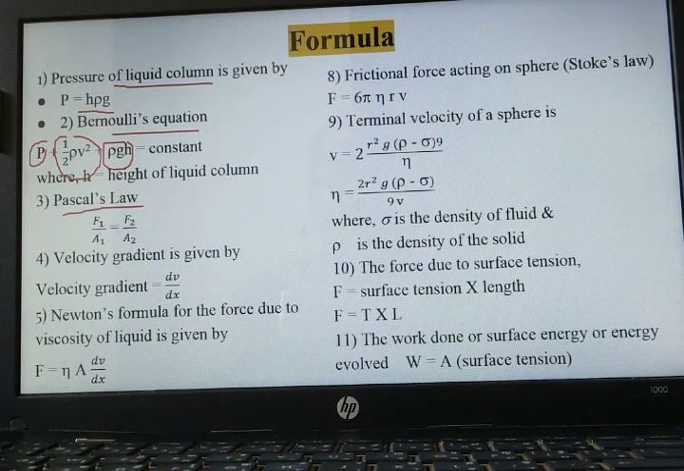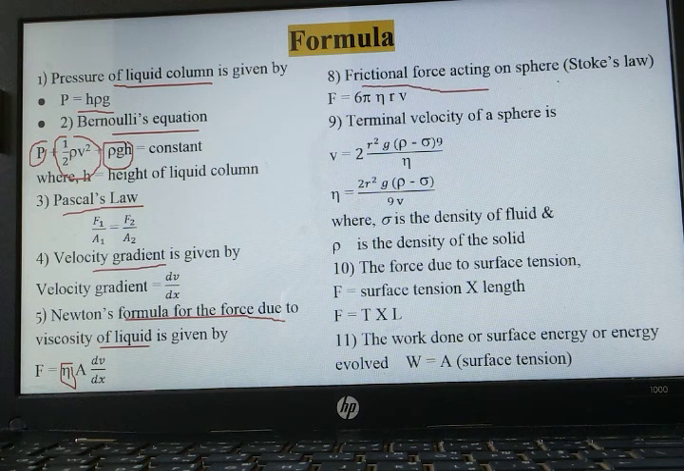Pascal's law: F1 upon A1 is equal to F2 upon A2. Velocity gradient is given by dv upon dx. Newton's formula for force due to surface viscosity of the liquid is given by F is equal to eta A dv by dx, where eta is called coefficient of viscosity, A is the area of the surface, and dv by dx is called velocity gradient.